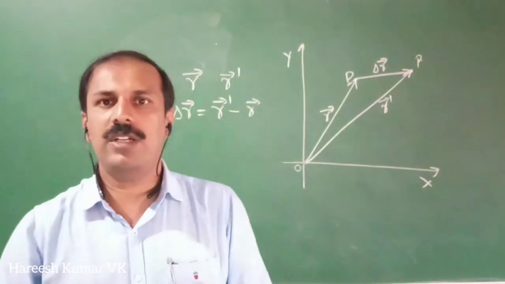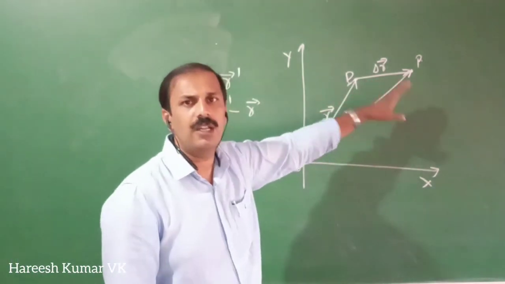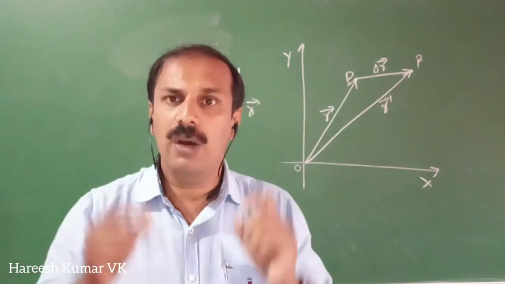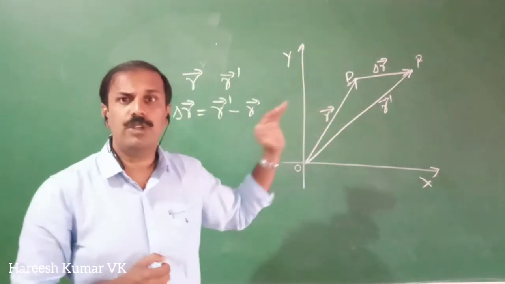So displacement vector means we have to take final position vector minus initial position vector. When you say minus, we have to subtract. How to subtract these vectors, that we will study later. Now just try to remember this much.